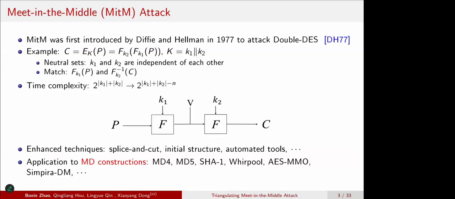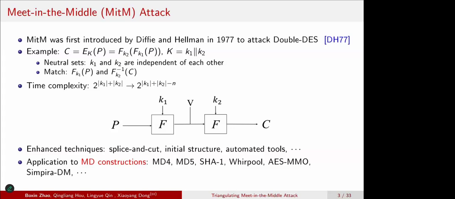The time of exhaustive search for K1 and K2 is 2 to the power of K1 plus K2, but in the meet-in-the-middle attack, by matching the forward computation for plaintext P under K1 and backward computation for ciphertext C under K2, the time complexity is optimized to 2 to the power of K1 plus K2 minus n, where n is the number of matching bits.